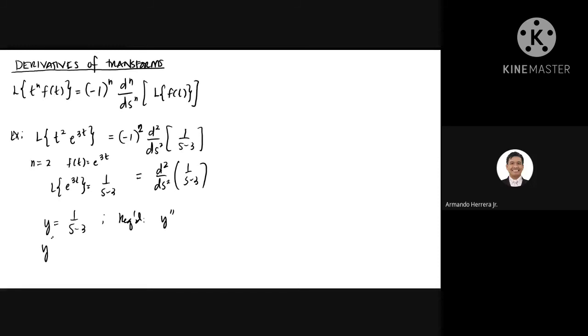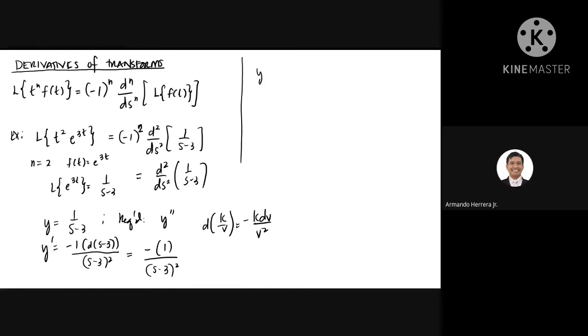So taking the first derivative using the derivative of a constant over v, which is negative k dv over v squared. So this is negative 1 times the derivative of s minus 3 all over s minus 3 raised to the second power. So this is negative times the derivative of s minus 3, which is 1, over s minus 3 raised to the second power. So we have y prime equal to negative 1 over s minus 3 squared. Since the required is the second derivative, I will take the derivative of this again.